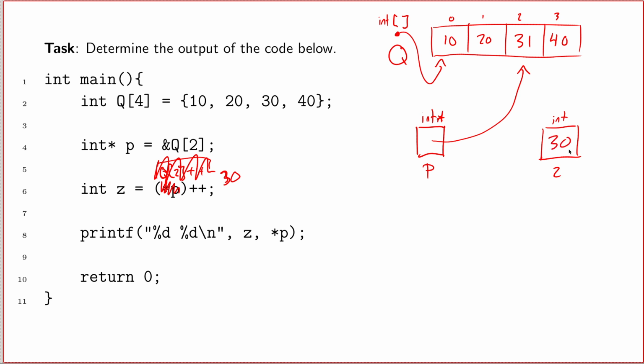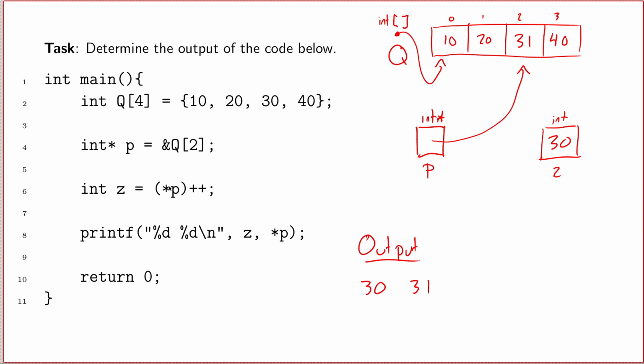Okay, so what's the output of this? The output would be the value of z and the value of star p. What's the value of z? It's 30. What's the value of star p? It's 31. Just like before, what we're doing when we use the plus plus operator is no different than what it was before midterm 1. The difference is we have to, before using plus plus, go find the location that we're incrementing, and that requires dereferencing a pointer using star p.